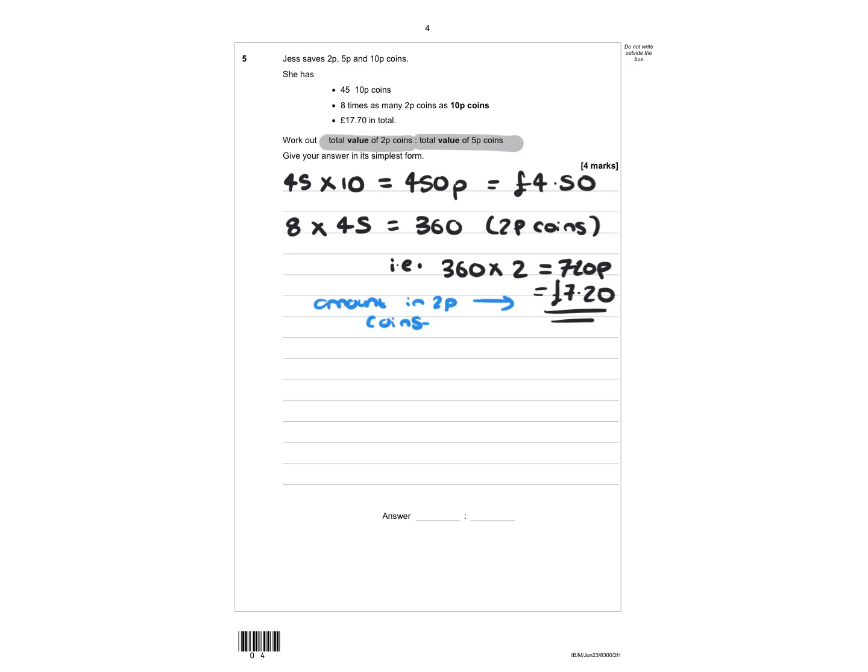Now, if I have this much in 10p coins and this much in 2p coins, I can now work out how much I have left in 5p coins, because I have £17.70 in total. So I'm going to do £17.70, subtract £4.50, subtract £7.20, and that will tell me how much I have in my 5p coins. And that comes to £6.